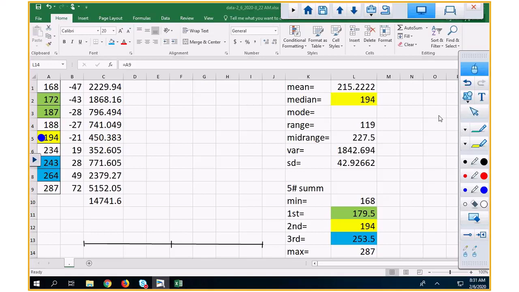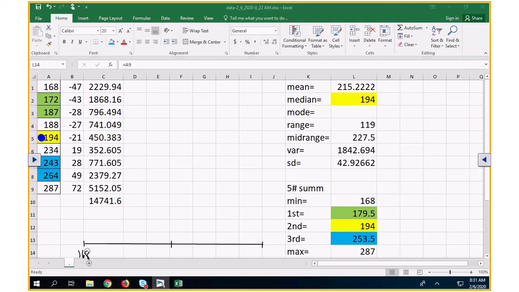All right, so I put 168 here. And I put 287 here. What is my mid-range? 228. Now, I've used that number. So now, the only thing I need to do, but I got to graduate this first.